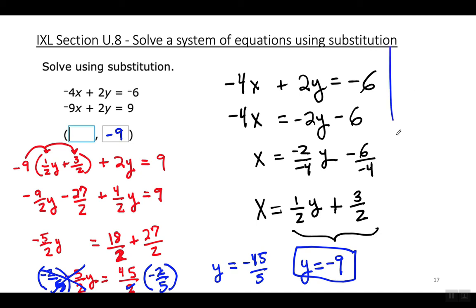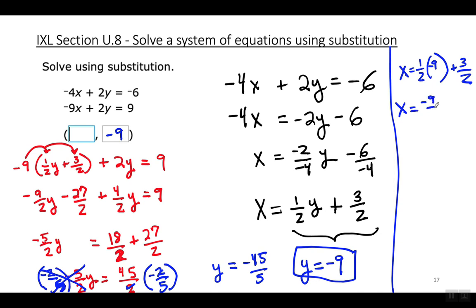When I do that, let me write it over here. I'm going to have x equals 1/2 times negative 9 plus 3 over 2. That's going to give me x equals negative 9 over 2 plus 3 over 2. That's going to give me x equals negative 6 over 2. So x equals negative 3.